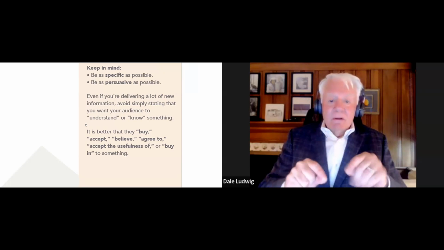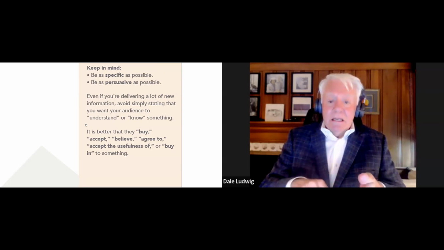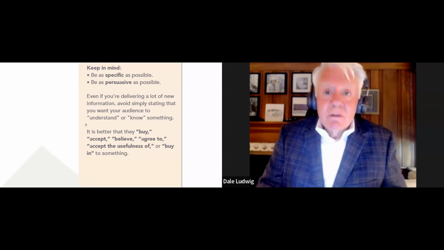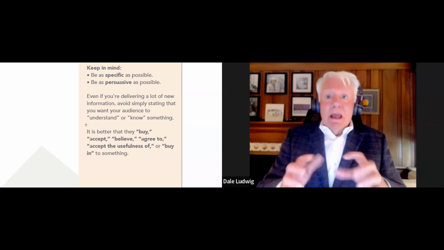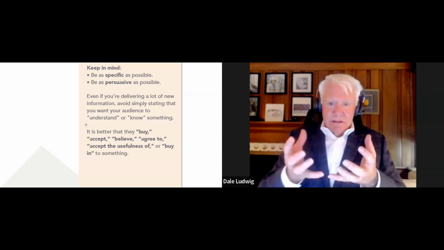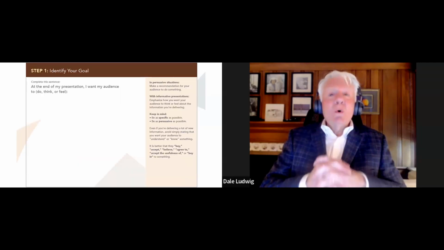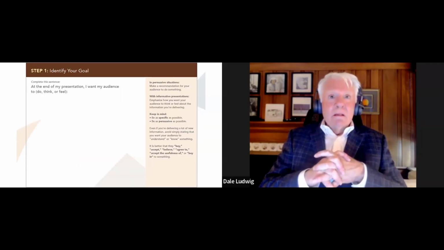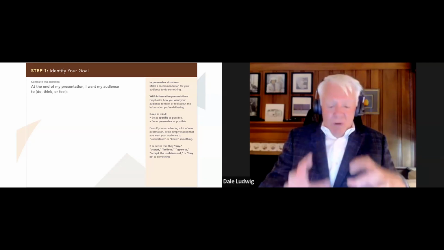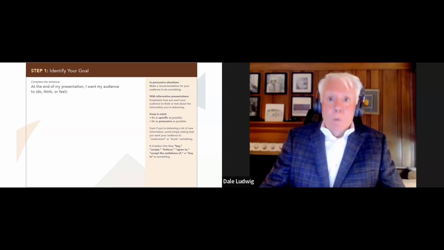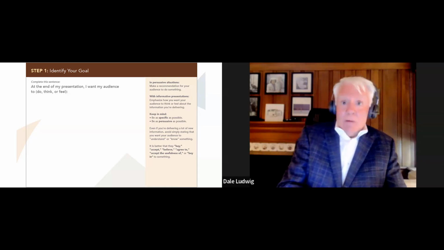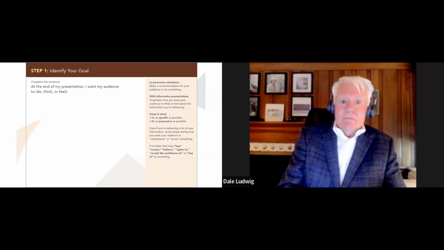And we always say it's better that they buy, accept, believe, agree to, understand the usefulness of this new process so that they have some sort of practical context to put everything inside. When you're a SME, it's so easy to base your statement of goals simply on what you're presenting, not how you want people to use what you're presenting.